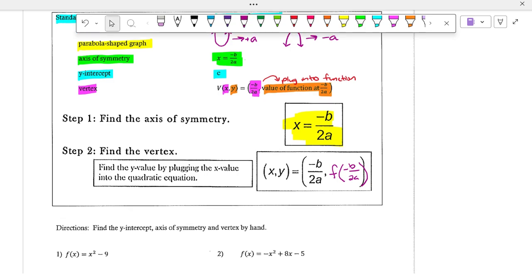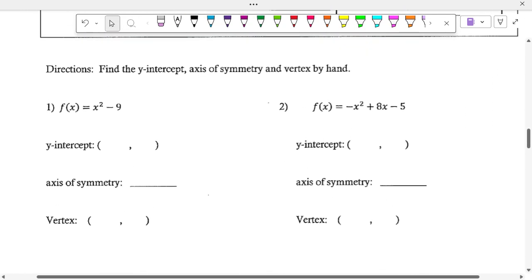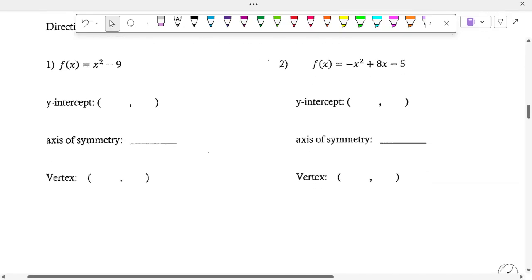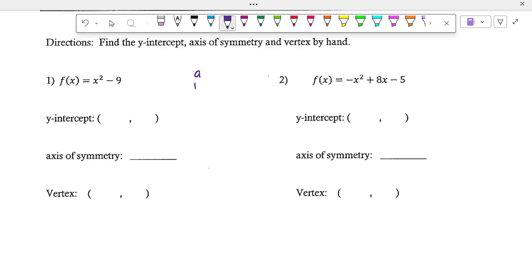All right, so let's try this. So we're going to find the y-intercept, the axis of symmetry, and the vertex all by hand. First off, let's just list our a, b, and c values so we're good with that. Okay. So a, b, and c.